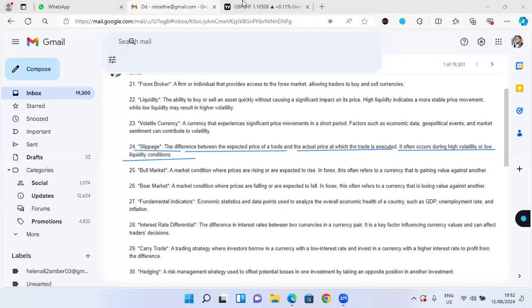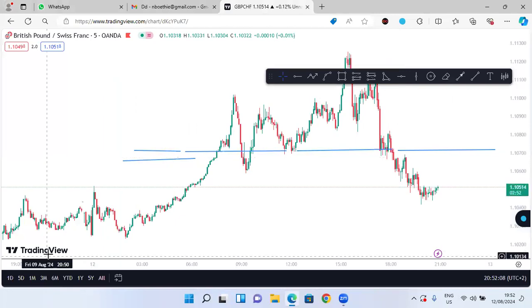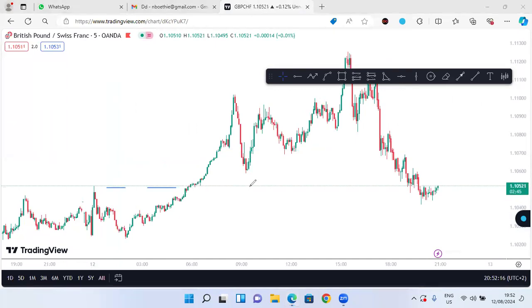Then I move to TradingView to explain. As we speak, the price is where you see a dotted line here. This is where the price is. You can see this line, right? Let's say if you press buy or sell, your intention is to buy or sell exactly at this price.